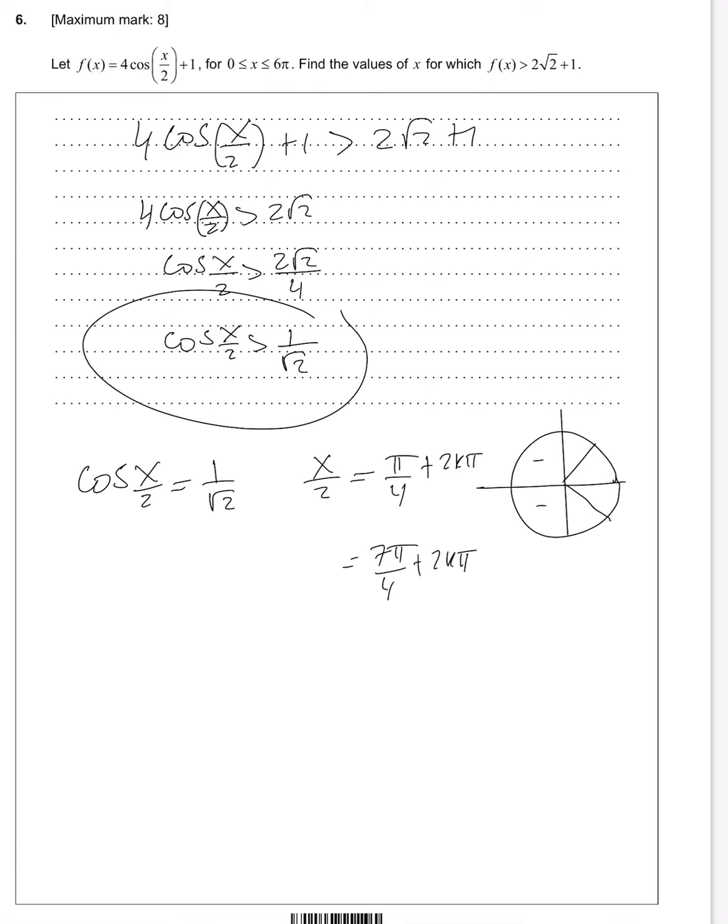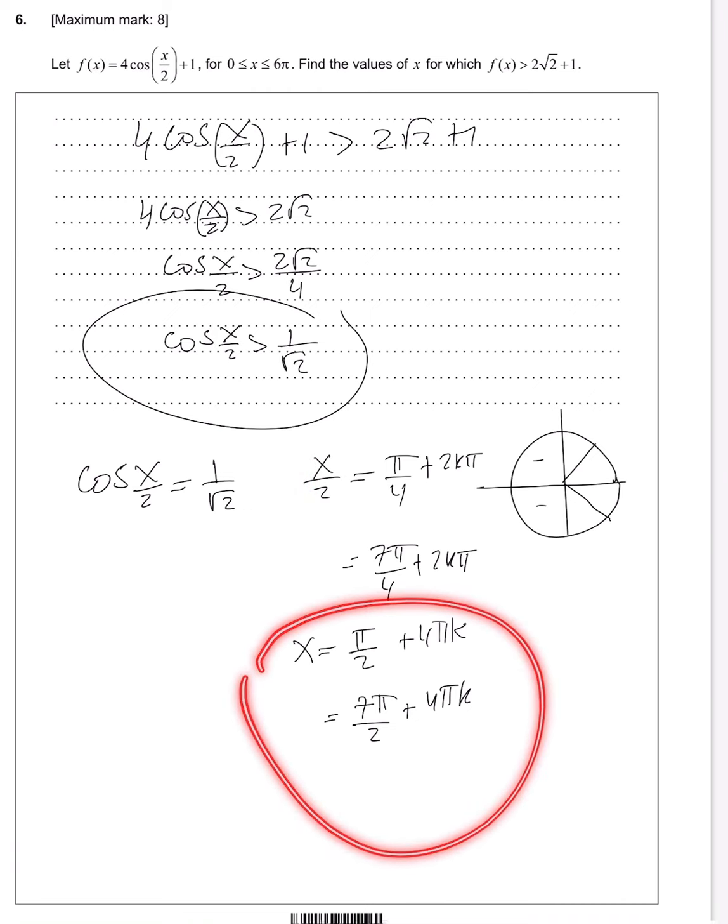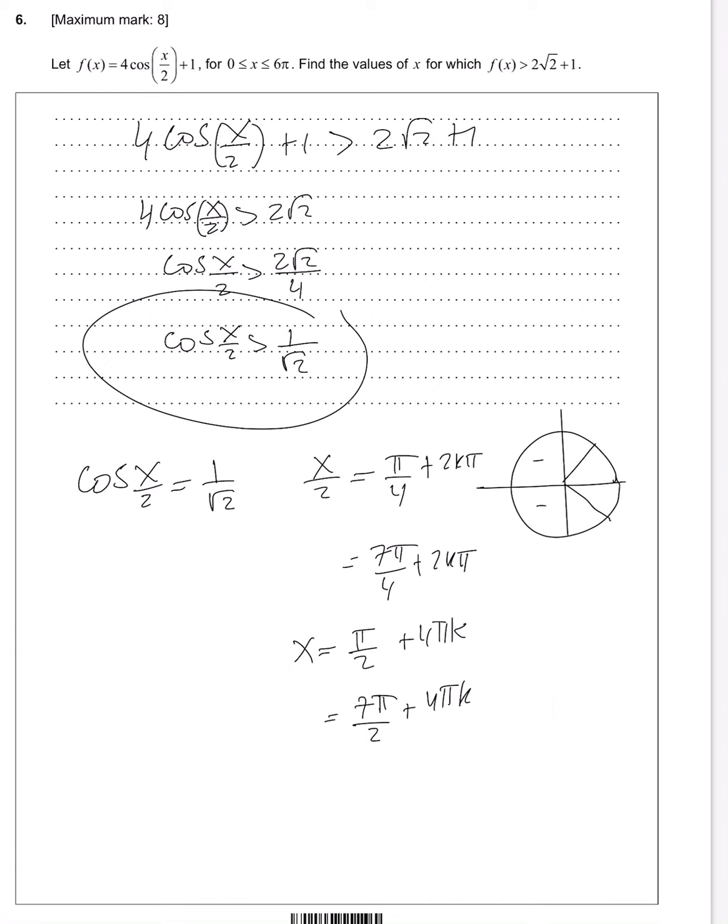Which means that x is equal to 2 pi over 4, so pi over 2, plus 4k pi, and it's equal to 7 pi over 2 plus 4k pi. Does this make sense so far? At this step right here, I solved for my angle, and now I just multiplied everything by 2 right there. And for the k? Well, the k's normally are integers, so let's specify that.